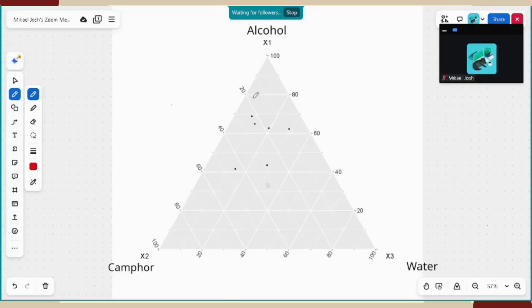So I will be explaining the construction of our ternary phase diagram. First, we should know that this side here indicates the percentage of our alcohol. So this point here is alcohol at 100%. Then this side here indicates the percentage of our camphor. Then this is for our water percentage.